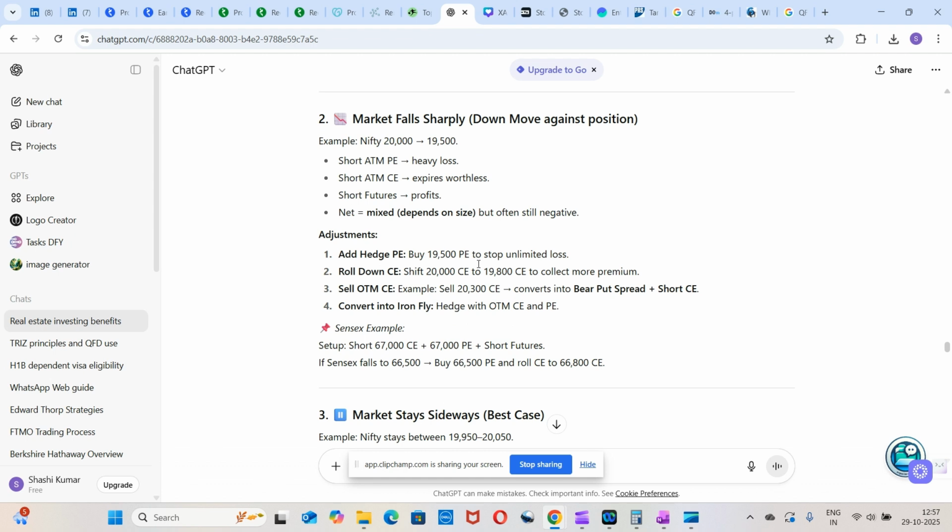Or what we can do with this short ATM C is roll down the C. So we are making money. Market is falling down, right? So we are making money in the C. So we can roll down to collect more premium.